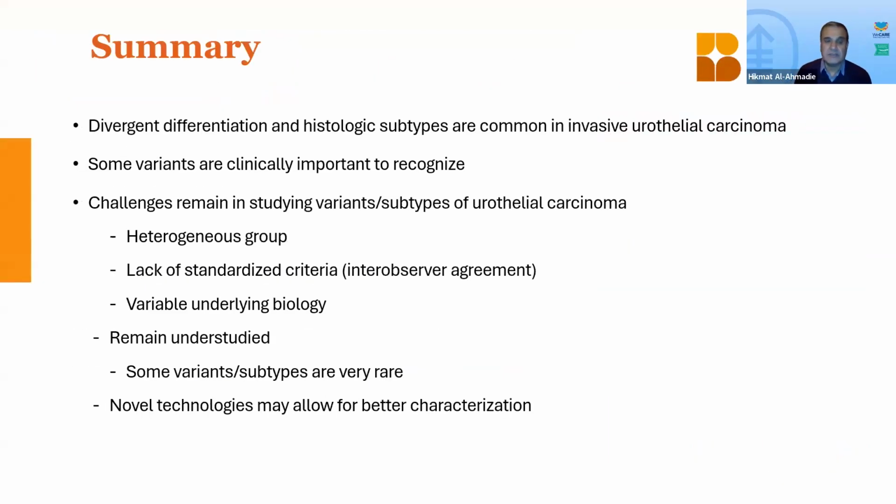So to summarize this, just wanted to leave you with some of these important facts: that divergent differentiation or histologic subtypes or variant histology are common findings in invasive urothelial carcinoma. They're not the same.